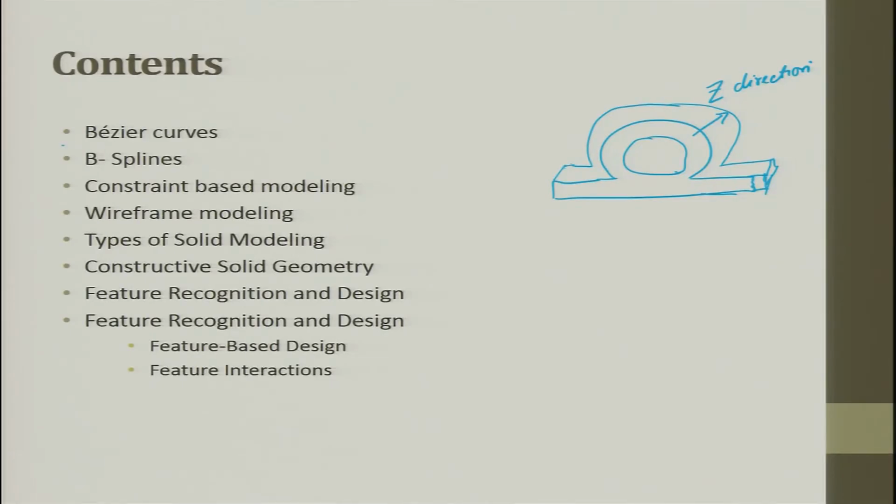In this lecture we will try to see Coons surfaces, then move to Bezier curve, B-spline, constraint based modeling, then we will see wireframe modeling, and then different types of solid model, then constructive solid geometry in the 3D form, then feature recognition and designing. In that we will try to see feature based design and feature interaction.